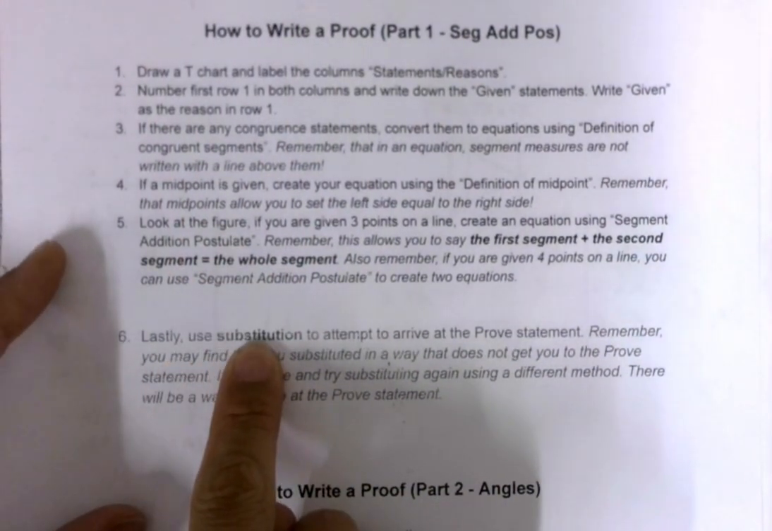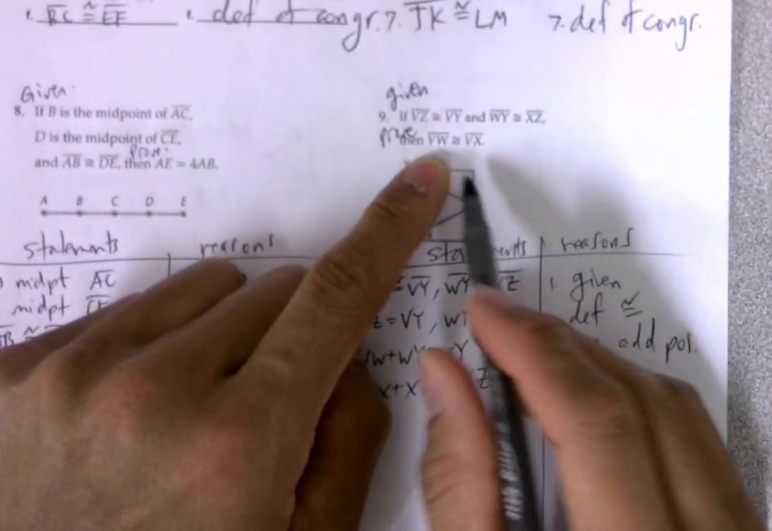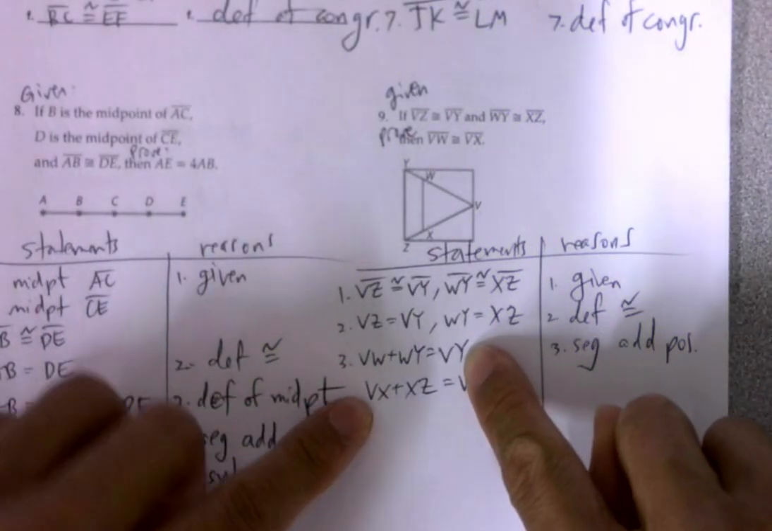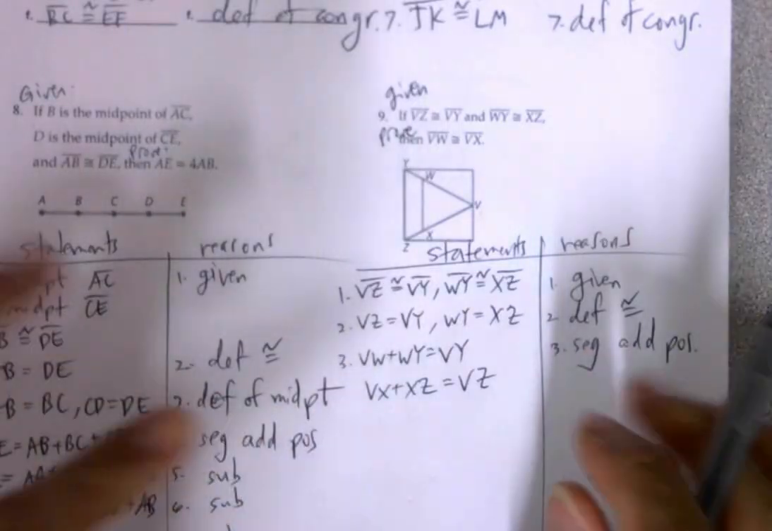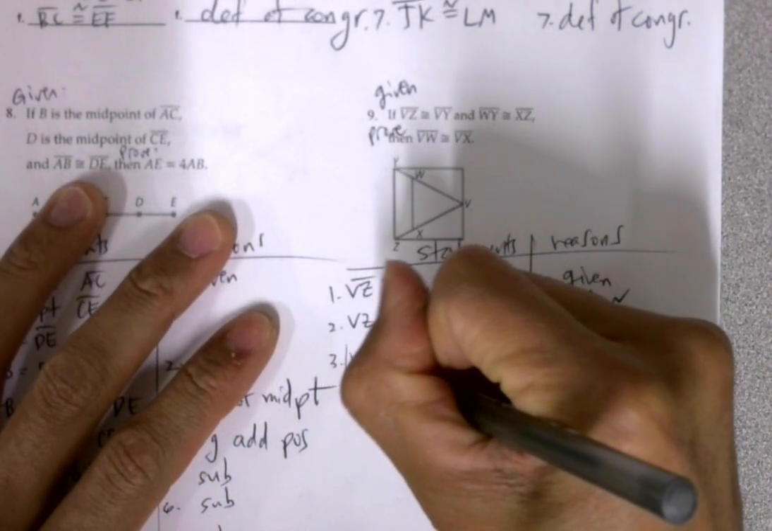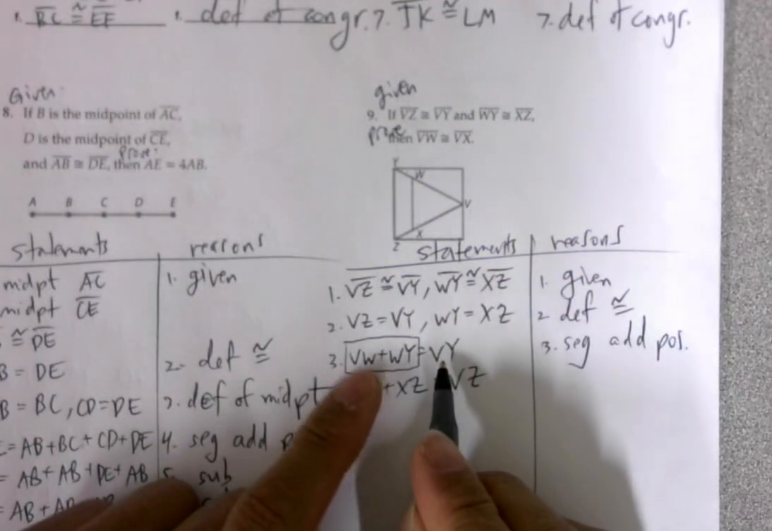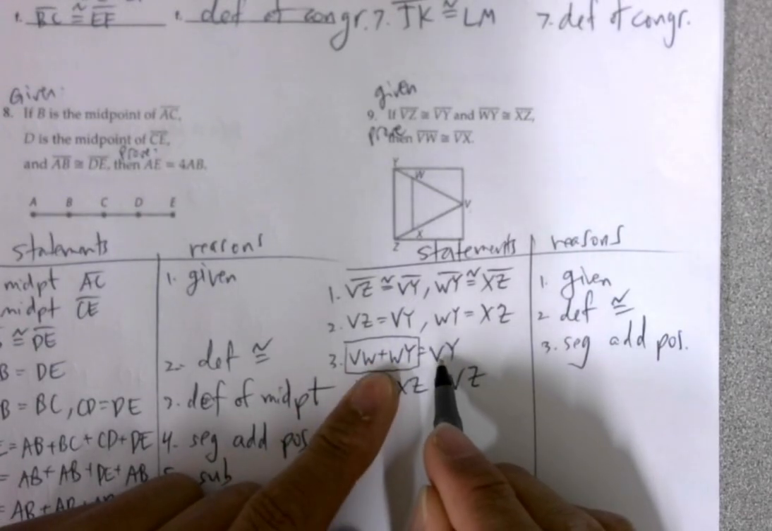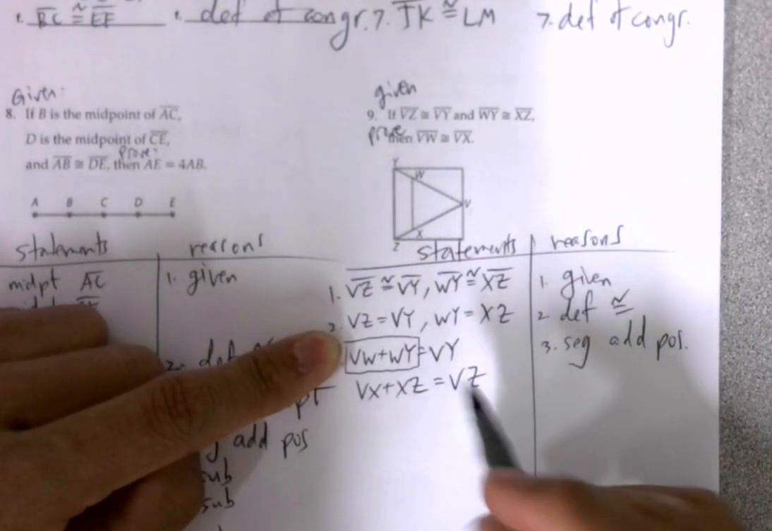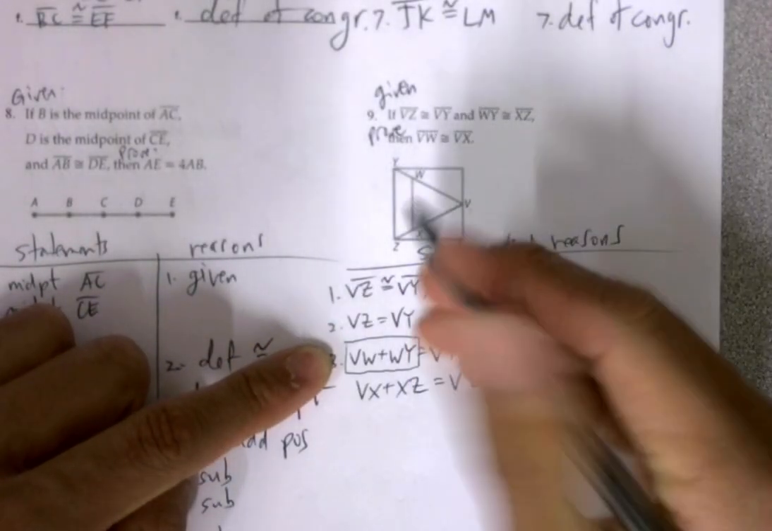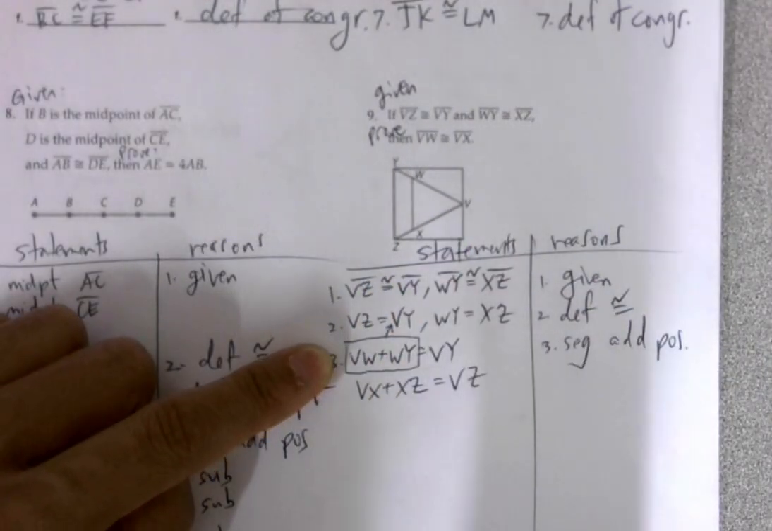And lastly, we use substitution to get to the proof. So we're trying to prove VY is equal to VX. How do we do that? Well, what I see, right off the bat, is VY equals that expression right here. That means anywhere I see VY, I could put this expression. So do I see VY in any other equation? Do I see VY here? No. Do I see VY here? No. Do I see VY here? Yes, I do. So I'm going to take this expression and put it in the place of that VY right there.